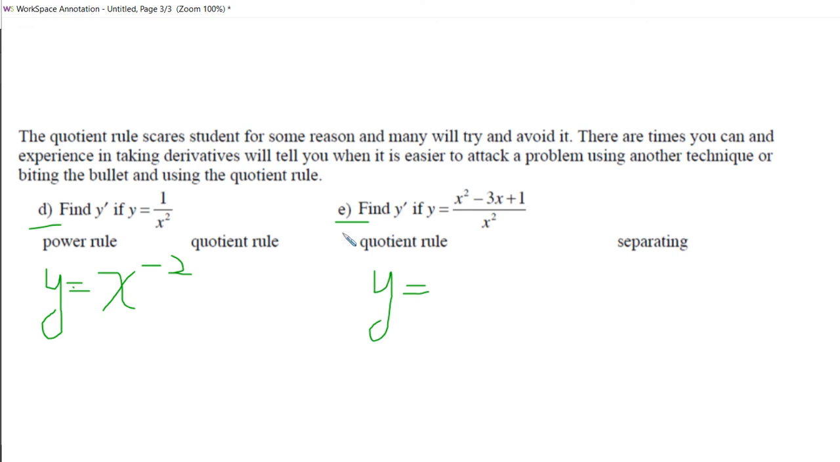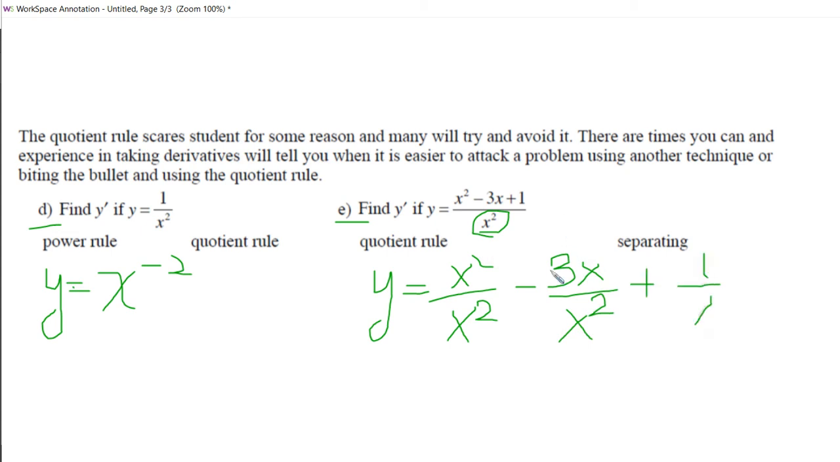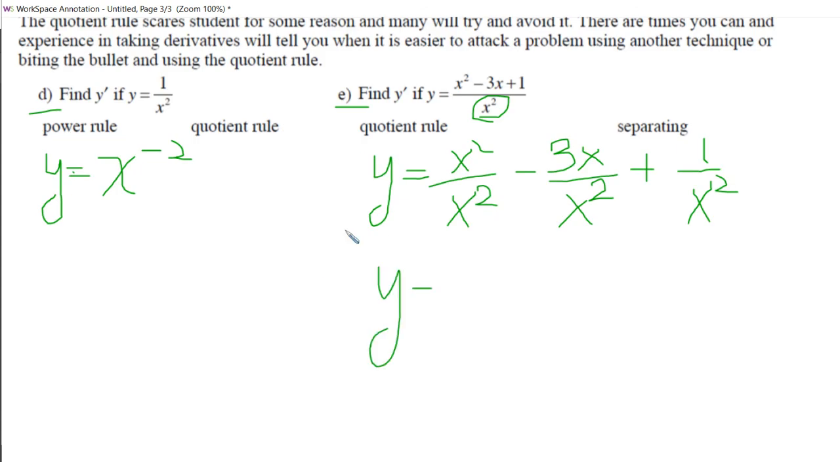fractions, and that's possible because we only have one term on the denominator. So I can split that up to x squared over x squared minus 3x over x squared plus 1 over x squared. And then I'm going to simplify a little further before I take the derivative, which will give us y equals 1 minus 3x to the negative 1 plus x to the negative 2, and then I'll take the derivative of this from there. However, the ones that we are working on right now don't really work out that nicely.